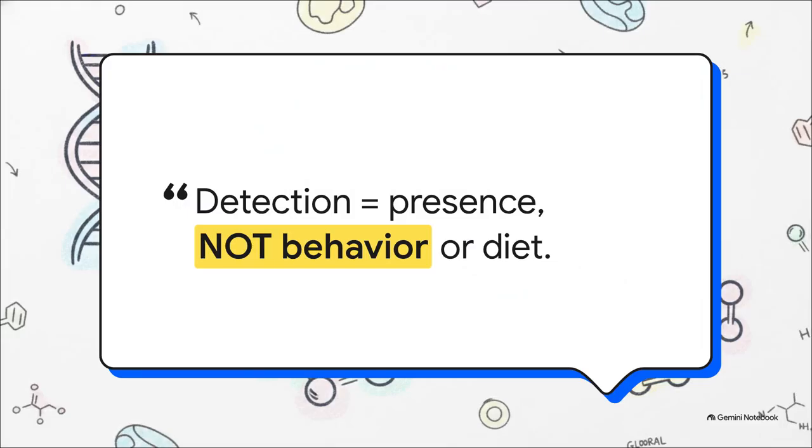So I need you to burn this rule into your brain. Detection equals presence. It does not equal behavior, and it does not equal diet. Whenever you find a macromolecule, the only question you should be asking yourself is, what cellular function does this molecule serve? The evidence has to drive the bus, never our assumptions.